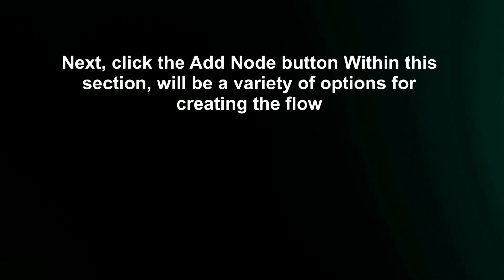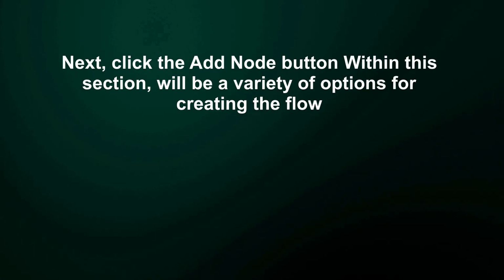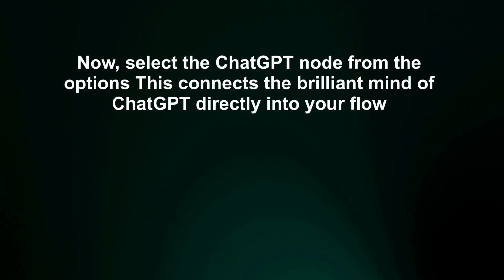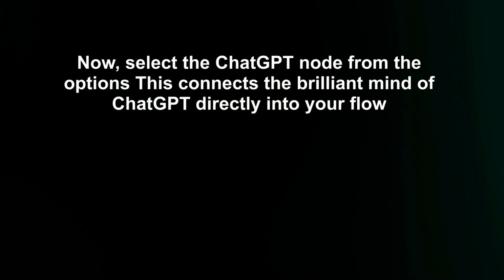Next, click the Add Node button. Within this section will be a variety of options for creating the flow. Now, select the ChatGPT node from the options. This connects the brilliant mind of ChatGPT directly into your flow.